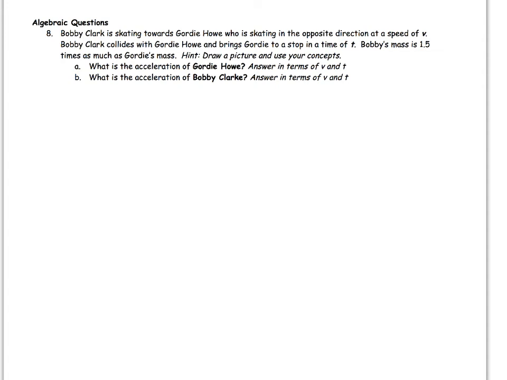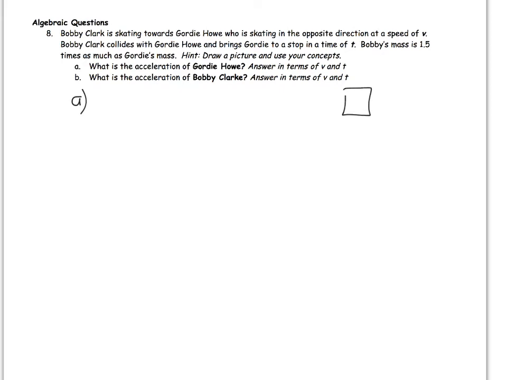Continuing on here, we're moving on to some algebraic questions. This is going to be something that we're going to see a lot in this unit. A lot of basically those questions where you're deriving an expression in terms of variables that you're given. So let's start here with the situation with Bobby Clark and Gordie Howe.